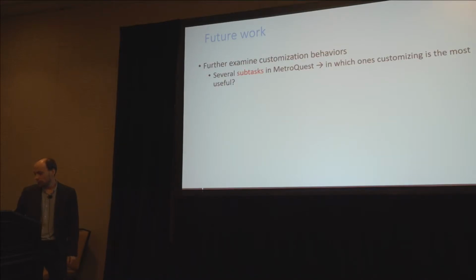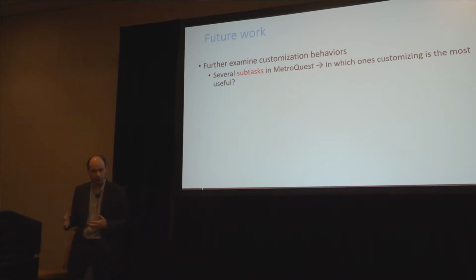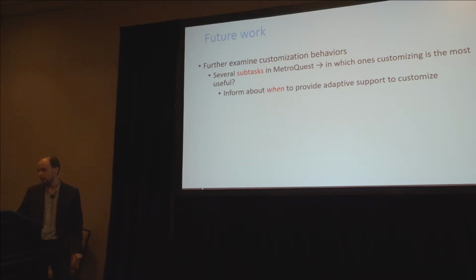And some future work to finish. One, we want to further examine when customization was the most effective, because the MetroQuest interface requires several subtasks, like understanding the visualization, providing the ratings, and revising your ratings. It's possible that customizing is the most useful for some of the subtasks, and this will provide information about when we could dynamically provide adaptive support to customize, for instance during the subtask where customization could be the most effective.